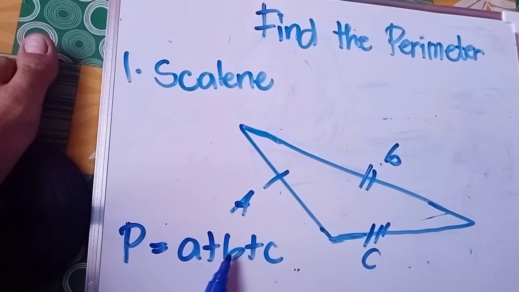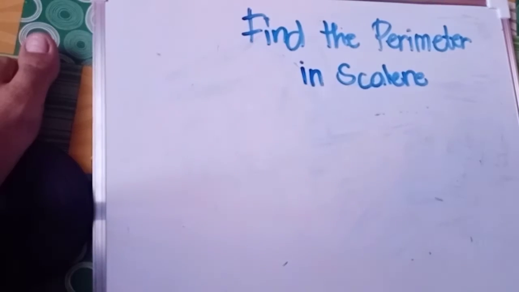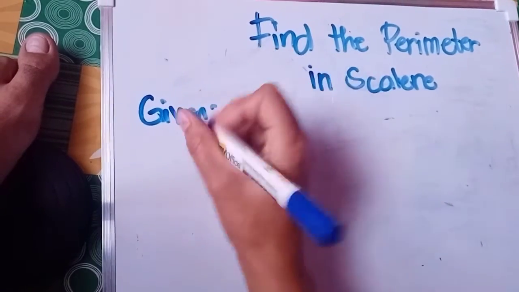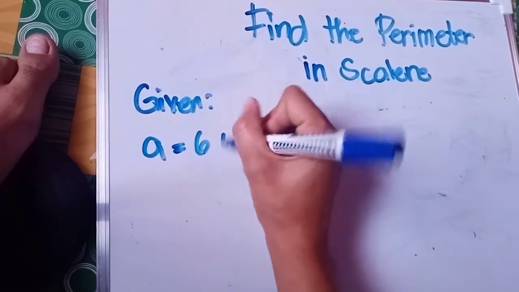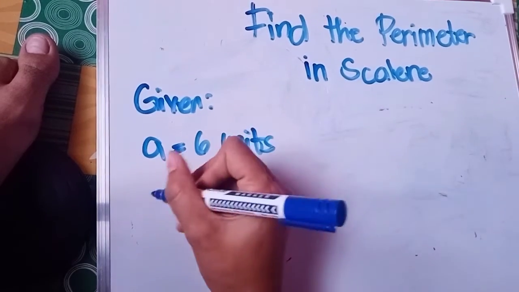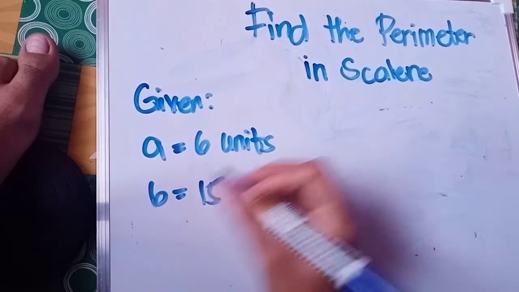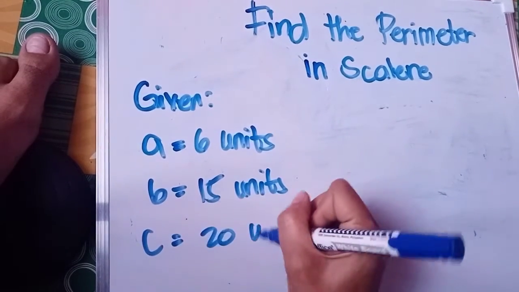So let's have an example of the scalene. The sides are A equals 6 units, B equals 15 units, and C equals 20 units. What is the perimeter of the scalene triangle? Our given is A equals 6 units, B equals 15 units, and C equals 20 units.